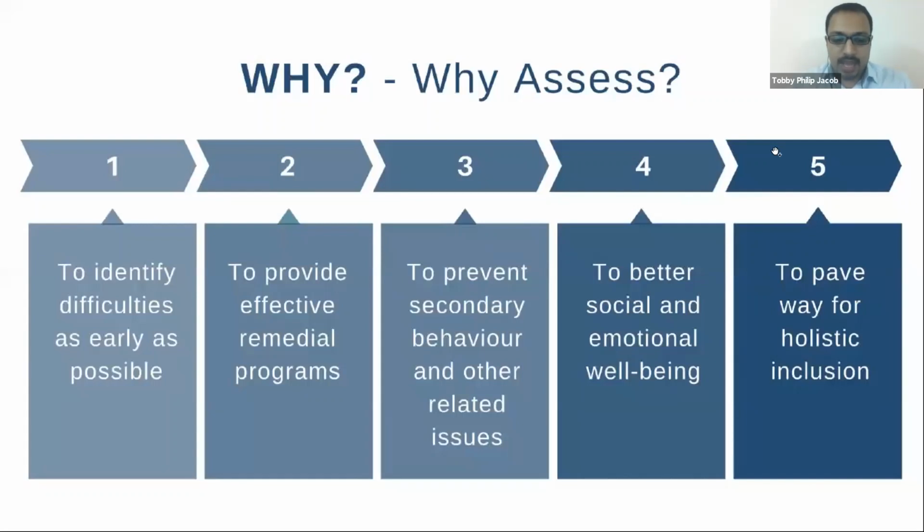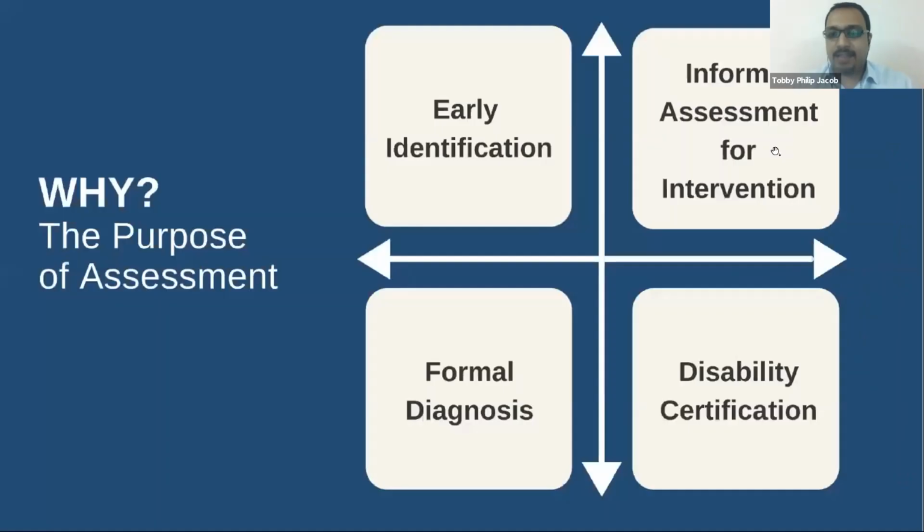At a younger age, if proper support is given, they might have a balanced life further on. So you will have to ensure proper social and emotional well-being, and also pave the way for holistic inclusion. That means an all-round development of the child is always necessary. Help has to come in time.